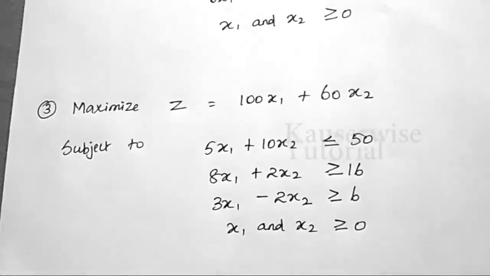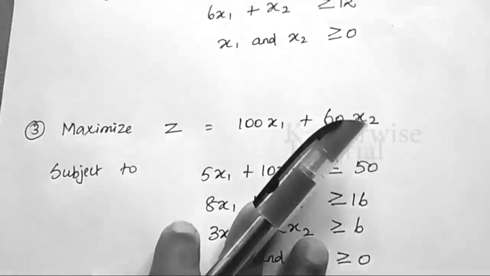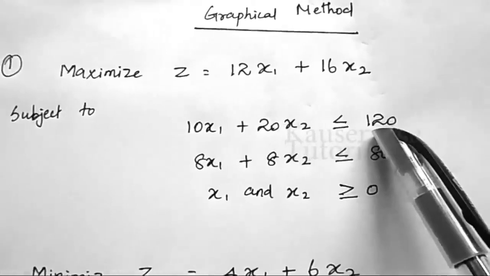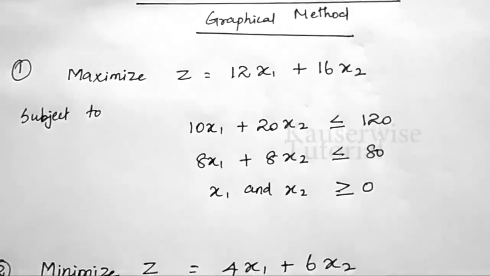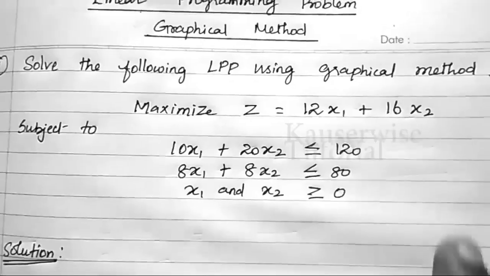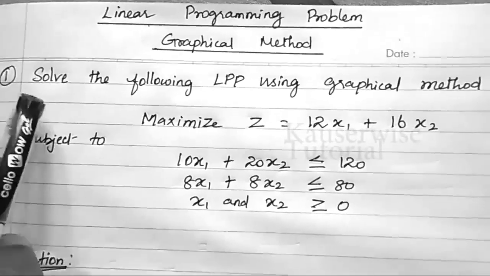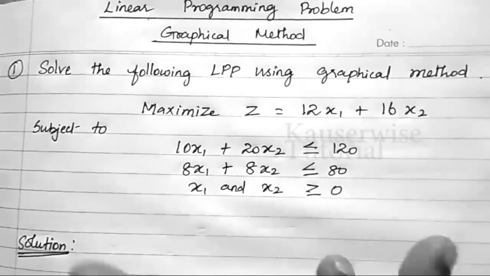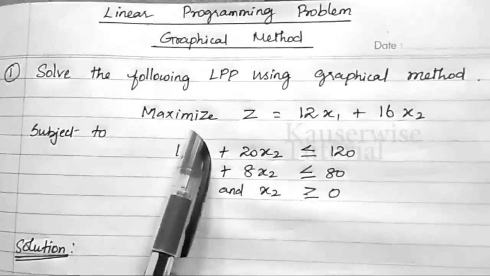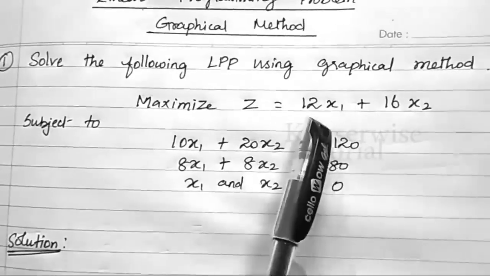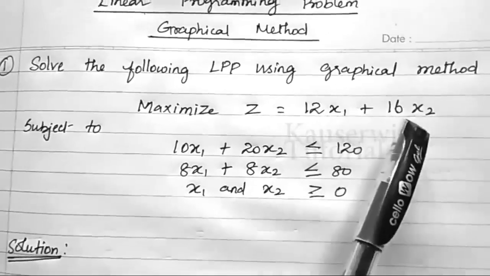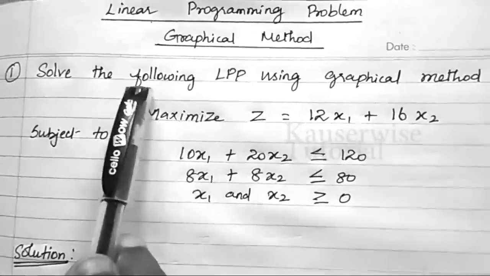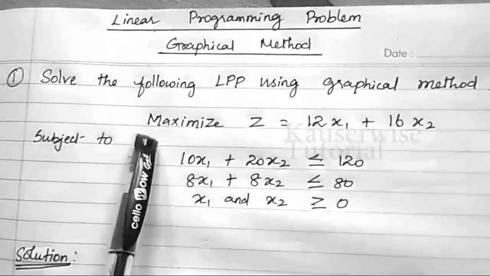Okay, so here I am going to explain three things. In the first video I am going to explain the first one. The remaining second and third we'll see in separate videos. Let us see the first problem. Solve the following LPP using graphical method. This is a problem. Maximize Z is equal to 12x1 plus 16x2. This is the objective function of the problem.